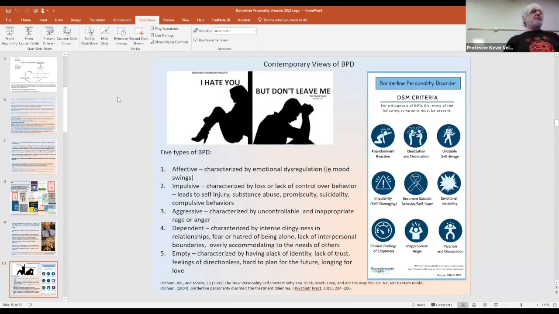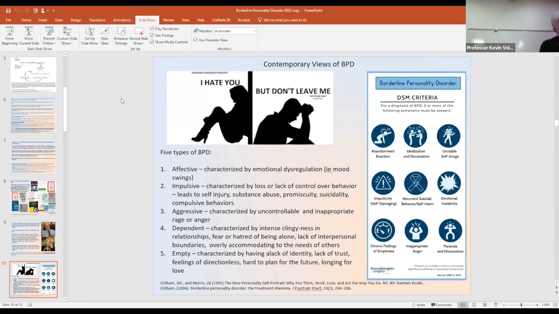Here are other contemporary views of BPD. There's a guy named Oldham who's written a lot about BPD, and he comes up with five subtypes, which basically are all aspects of anybody who has BPD, but I like to think of the subtypes as which one is more prevalent. So the affective subtype, where emotional dysregulation and mood swings are the main thing you see. Impulsive subtype, where being impulsive, which could include self-injury, substance abuse, promiscuity, suicidality, compulsive behaviors, is the primary thing. Or aggressive types, people who have uncontrollable, inappropriate rage or anger.